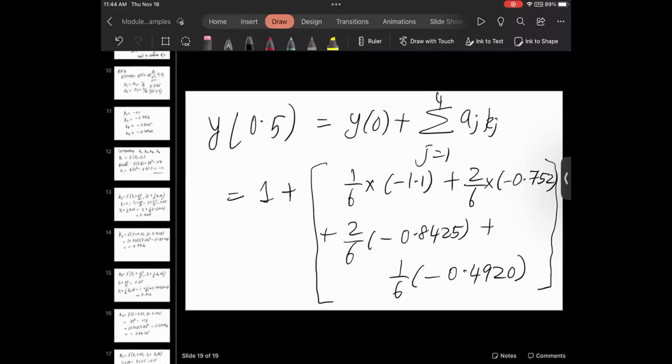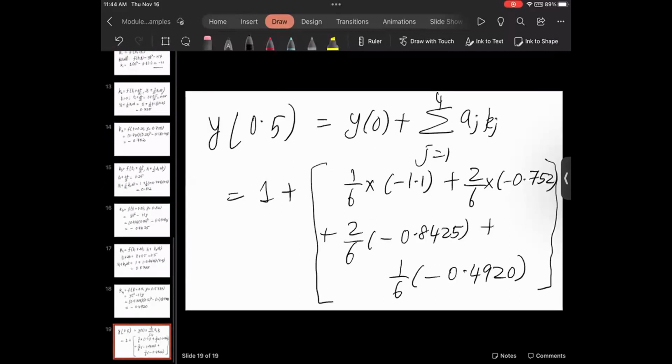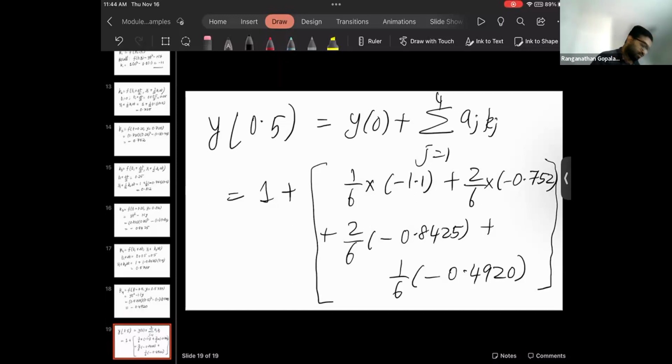Professor, can you go back to where we have the K values listed for a second? Okay, I got it. Okay. So let me also do the calculation while you do that, and we'll compare our numbers. 1/6 times 1.1.